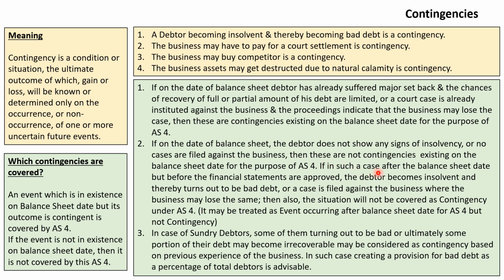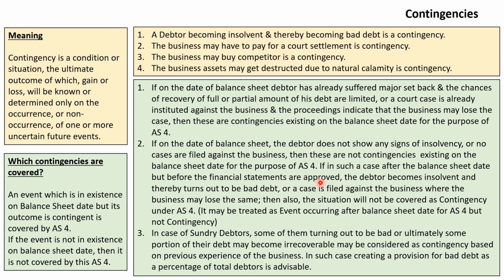If in such a case, after the balance sheet date but before the financial statements are approved, so afterwards, that is, 31st March, the balance sheet is prepared, and the financial statements will be approved by the board of directors, maybe on 30th April, maybe on 31st of May, maybe on 30th of June. So from the 31st of March, the date of balance sheet, to 30th of June, the date of approval of the financial statements by the board of directors, there are 3 months in between, and in those 3 months some debtors become insolvent.